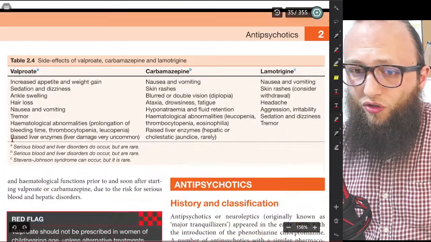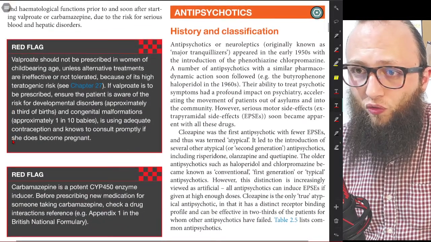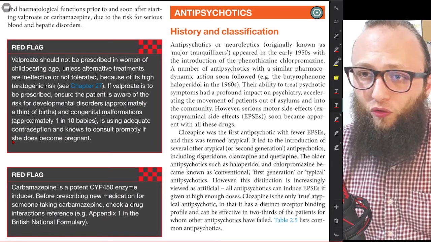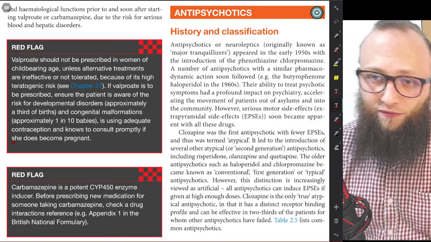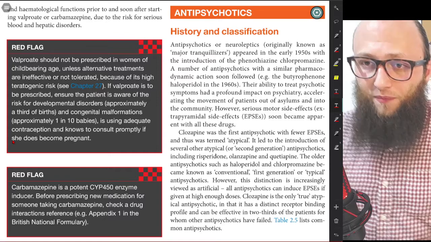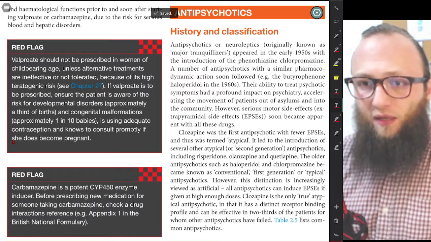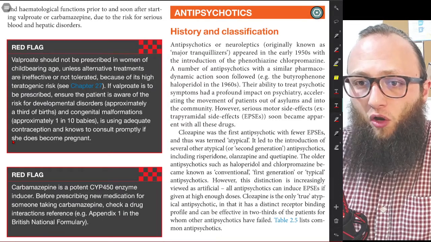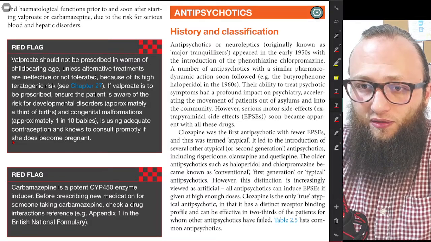It's important to check liver and hematological functions prior to and soon after starting valproate or carbamazepine due to the risk of serious blood and hepatic disorders. Here we have a red flag. Valproate should not be prescribed in women of childbearing age unless alternative treatments are ineffective or not tolerated because of its high teratogenic risk.